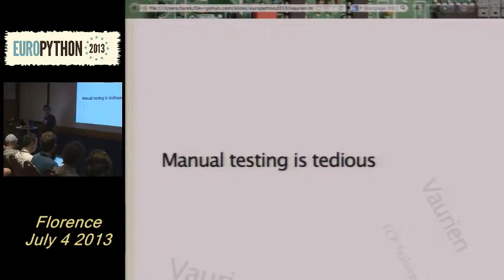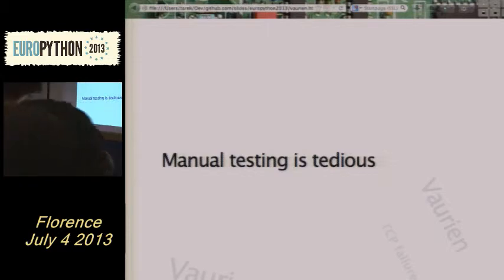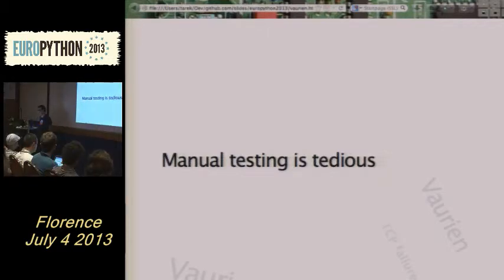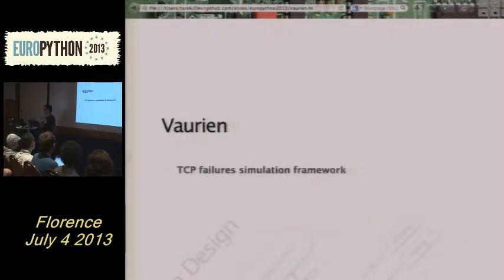But the issue with this is that the checklist can be pretty long if you have a big infrastructure, and it's very tedious. If you are trying to push new versions in production often, if you try to be agile, doing manual testing is really tedious. So, Vaurien is the solution to this problem. It's a TCP failure simulation framework. In other words, if you use Vaurien, you can proactively check that your web application behaves correctly when something is screwed up in your TCP stack.